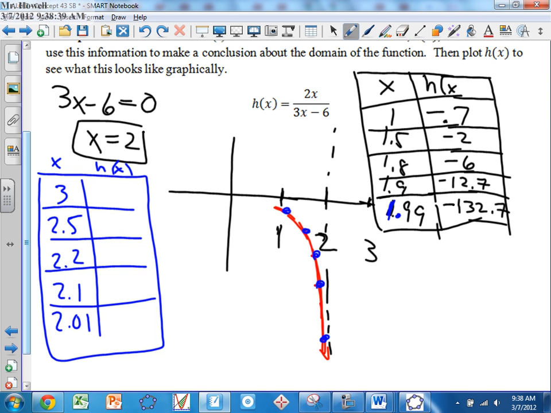Please fill in the table in your notes and draw yourself a sketch on the other side now. Again, fill in the table. Use your calculator, please. And then graph the points on the other side.